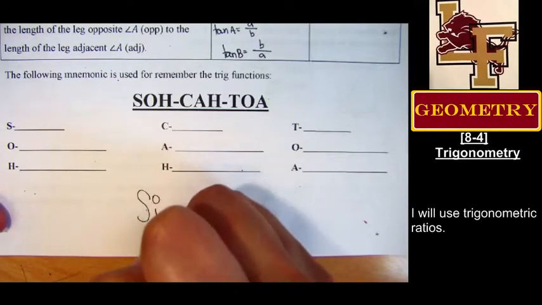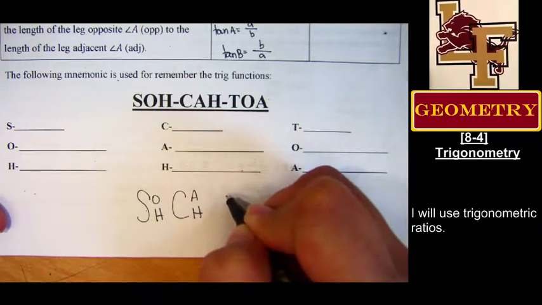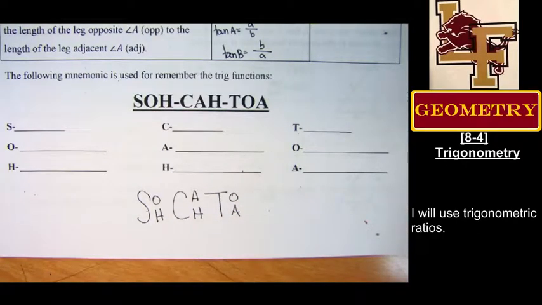Some old hippie caught another hippie tripping on acid. But those letters all stand for sine, opposite, hypotenuse, cosine, adjacent, hypotenuse, tangent, opposite, adjacent. All right? Some old hippie caught another hippie tripping.